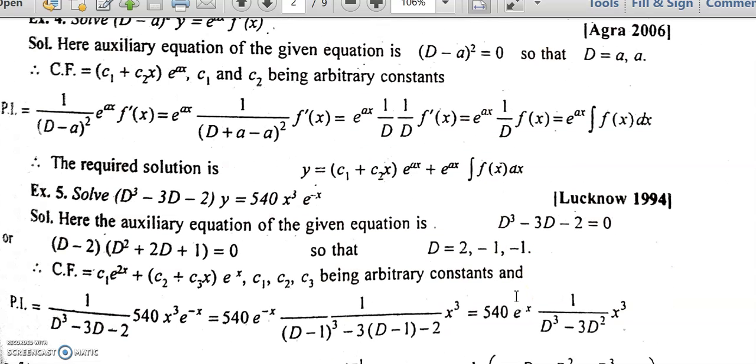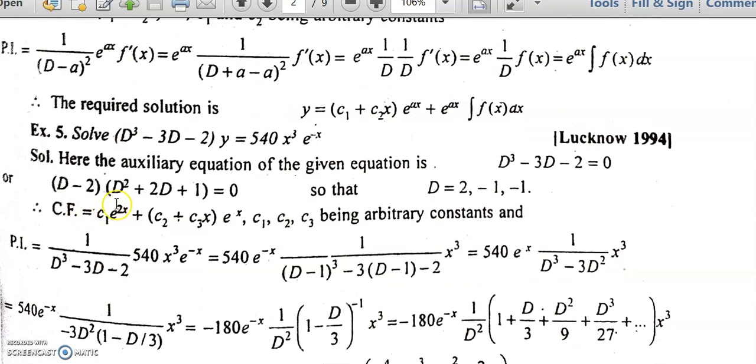Okay, now example 5: solve (D cube minus 3D minus 2) y equal to 540 x cube e to the power minus x, right?